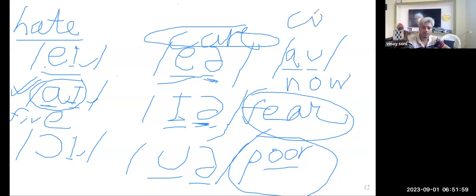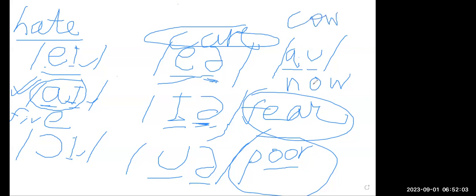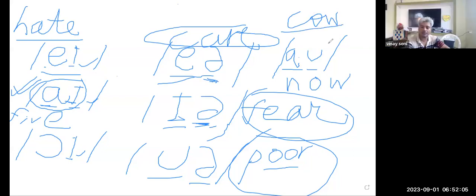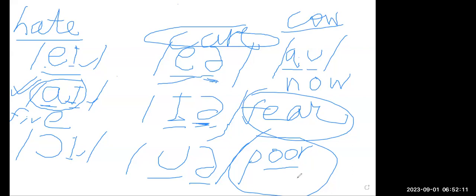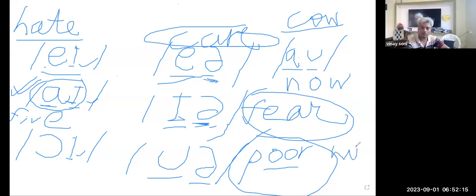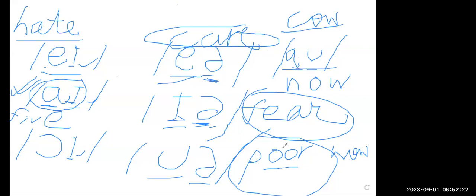COW. हाउ डू यू रीड दिस वर्ड? Cow. How many syllables? Only one. Cow. How? Only one. That is ow.